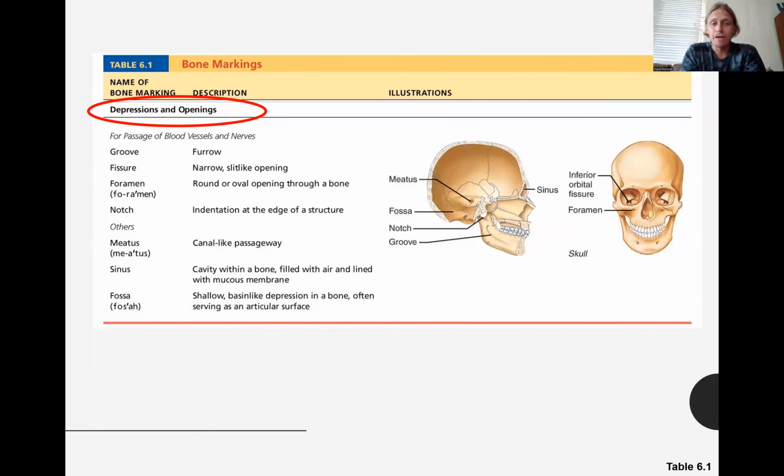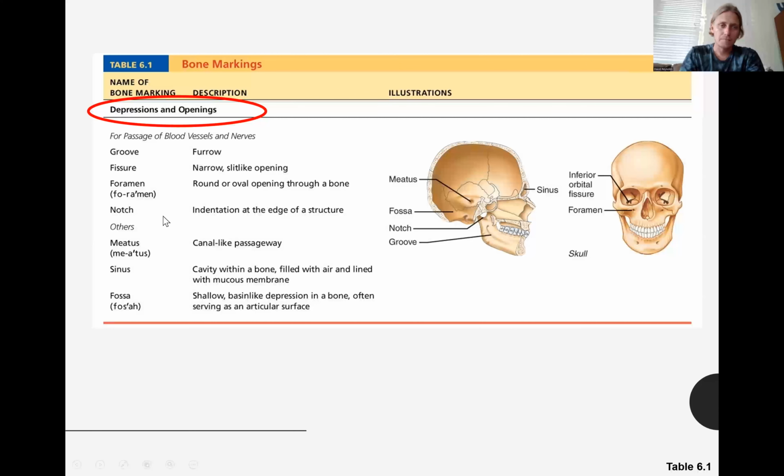Also, I want to clarify a fissure. A fissure is a narrow slit-like opening, and by slit, they mean like a tear to open it up. So it's not going to be a nice, perfect hole or round or oval opening like a foramen would be. So it's going to be more like somebody carved it with a knife real quick or made a slit with a knife. So more elongated.